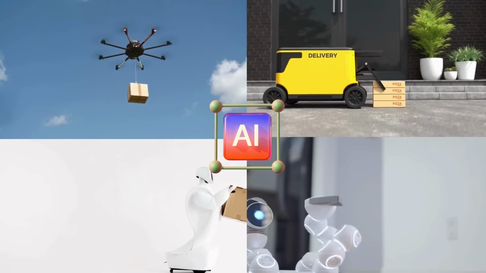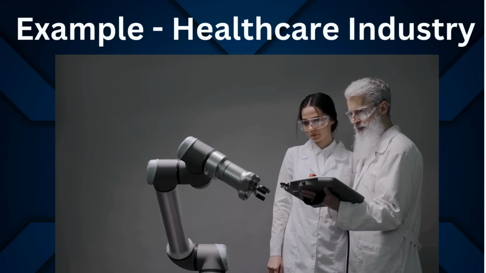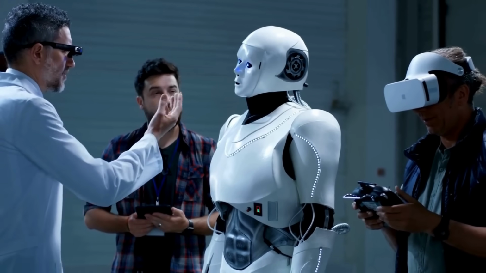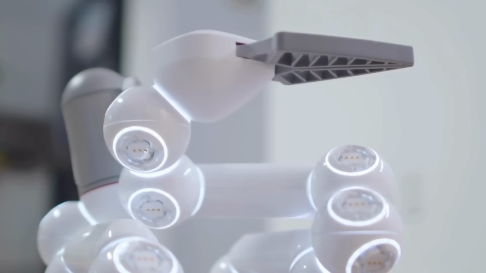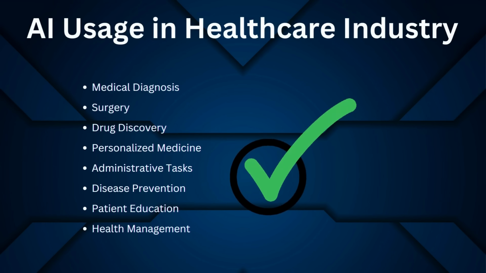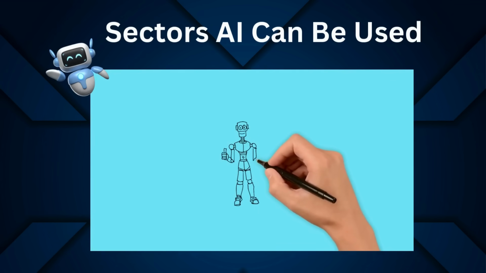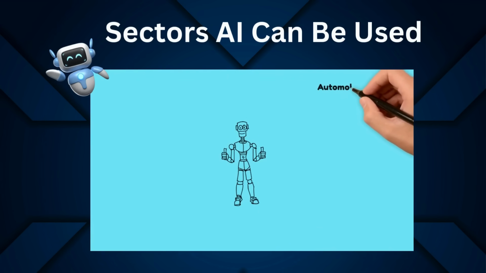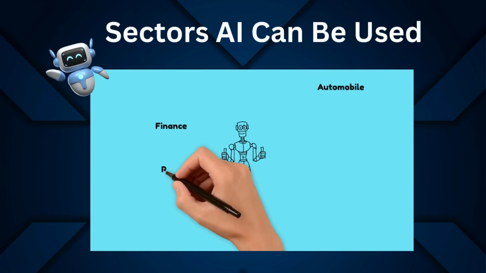The next important field where AI is useful is the healthcare sector. AI's impact on the healthcare sector could be used for medical diagnosis, surgery, drug discovery, administrative tools, disease prevention, patient education, health management, customer service, and endless other tasks. AI has a great impact on automobile, finance, retail, manufacturing, transportation, agriculture, customer service, education, healthcare, social media, and aeronautical sectors.